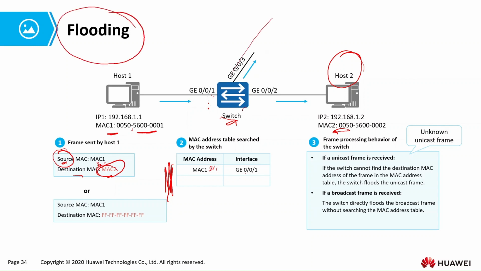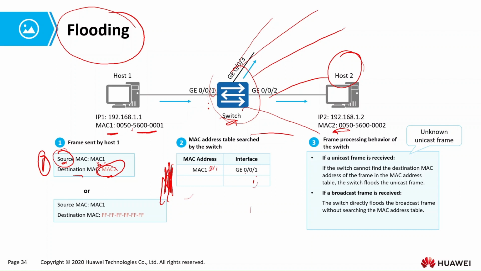It will send to all the devices connected to this switch, except the interface it received from, host 1. It is not going to broadcast back there, but to the rest it will flood the broadcast. This is the first scenario: whenever you receive a frame but you don't have an entry for the destination where you want to send your packet, you flood.